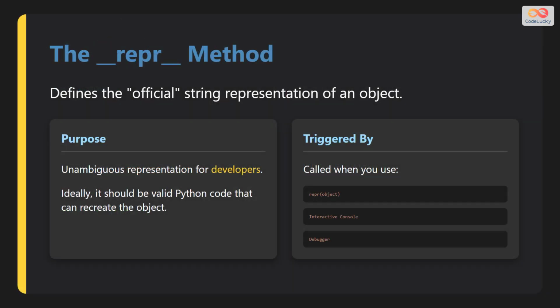Next up is the __repr__ method. This stands for representation. Unlike str, this is meant for developers. Its goal is to be unambiguous. Ideally, the string returned here should be valid Python code that you could copy and paste to recreate the object. This is what you see in the debugger or interactive console.